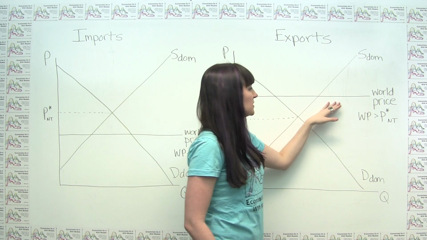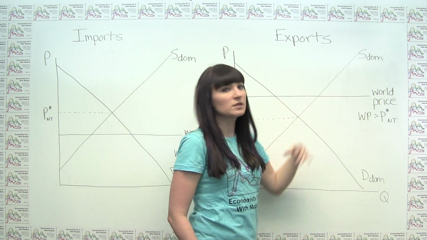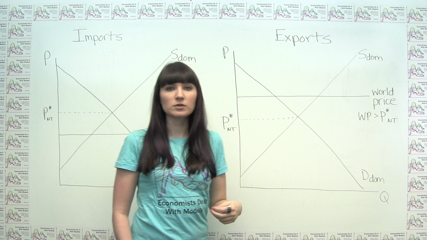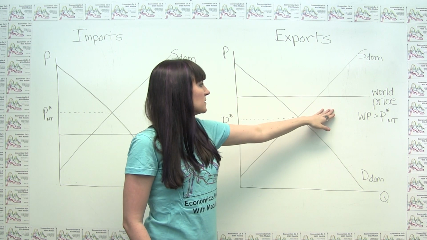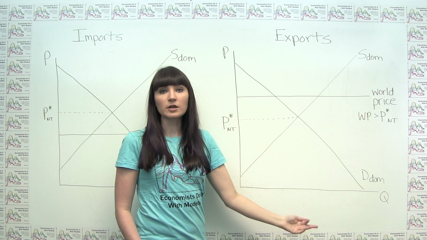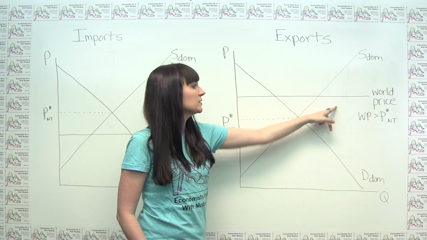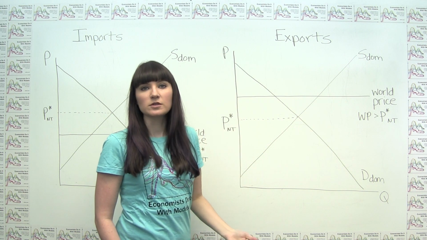But now the world price is higher than that, and we can think about the world price now as the price that these domestic producers can sell their stuff at. So basically we're saying here that domestic producers are going to want to sell to other countries when they can get a higher price by doing so than they could if the country was closed off to trade.